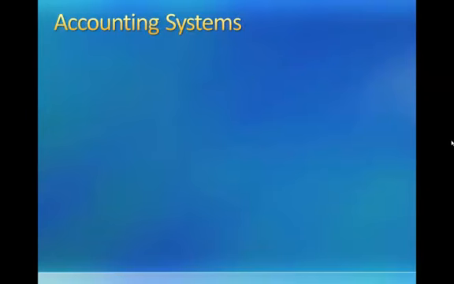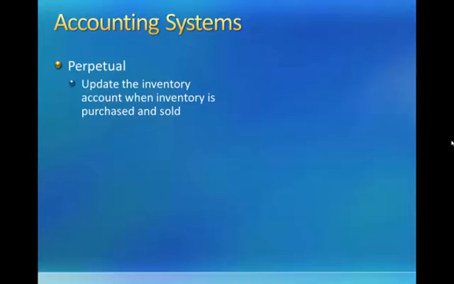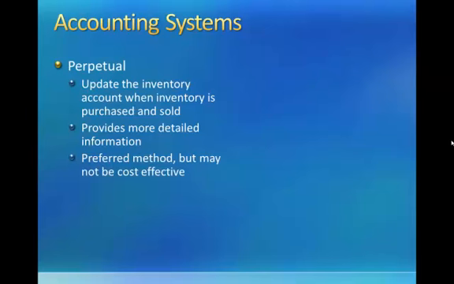There are two different types of accounting systems that we can use for inventory. The first is perpetual. In a perpetual system, the inventory account is updated whenever inventory is purchased and when inventory is sold. A perpetual system provides more detailed information and is generally more costly than the alternative system. It is the preferred method because it does give more information, but because it is more costly, it may not be cost effective in all businesses.